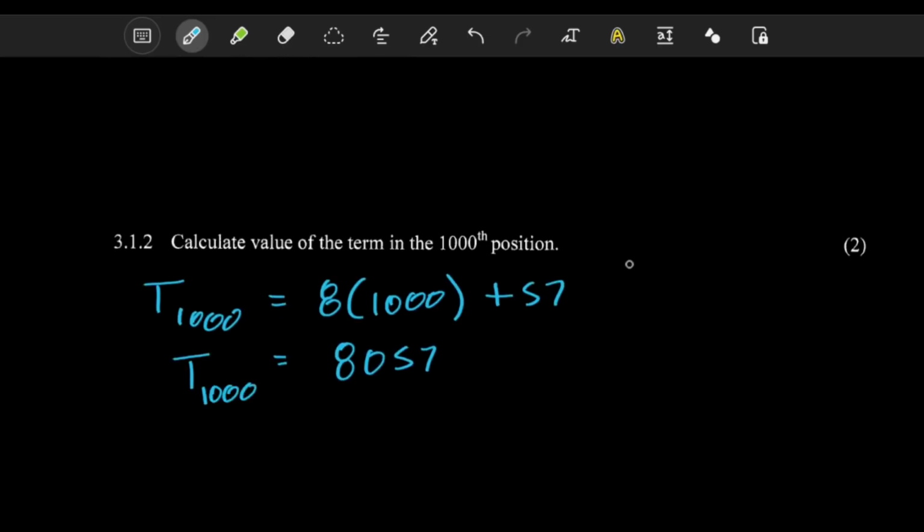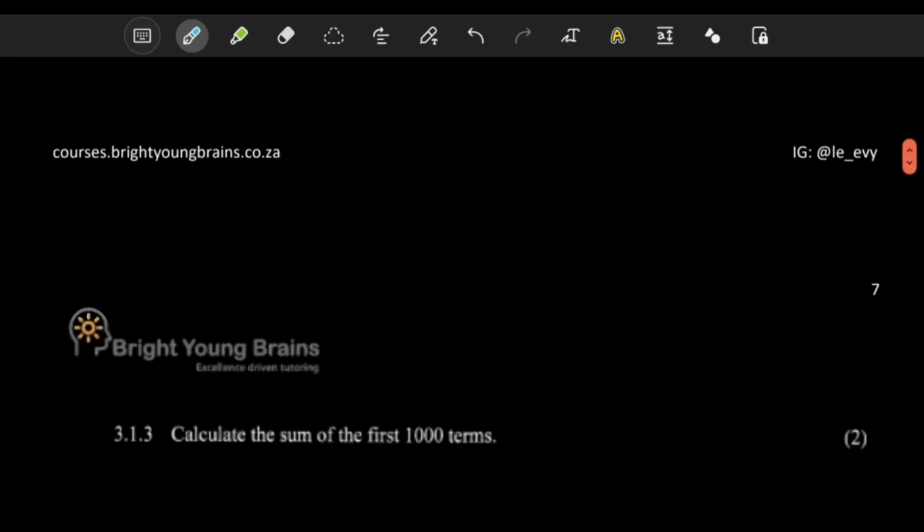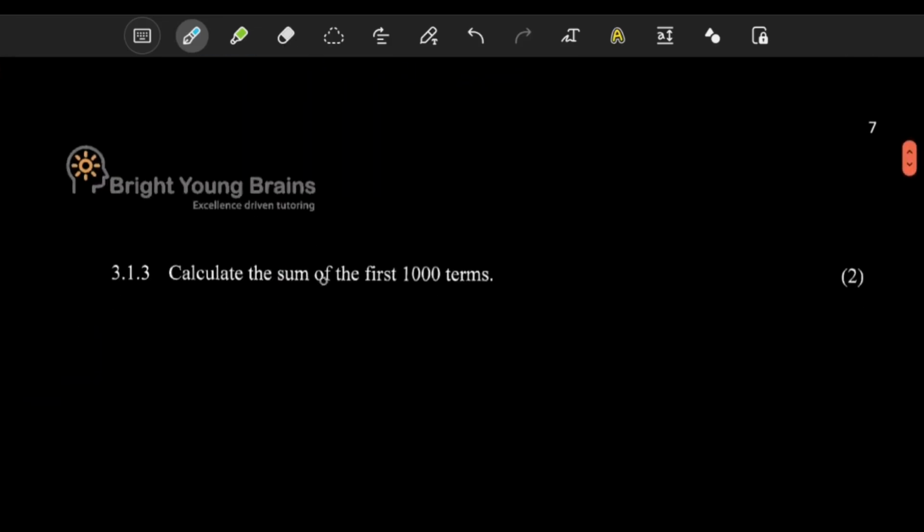So don't lose these kinds of marks, because why would you want to be that guy? 2 more marks. Calculate the sum of the first 1000 terms. What? These people. Wow, man. I guess they were kind of lenient with these ones, eh? I'm actually like proper shocked.